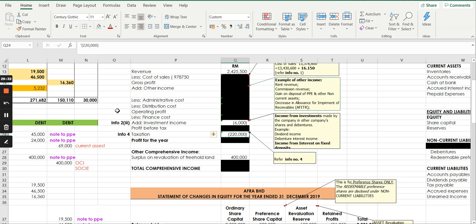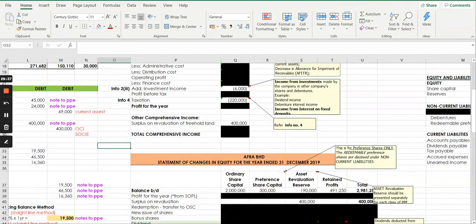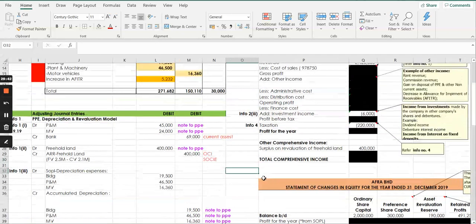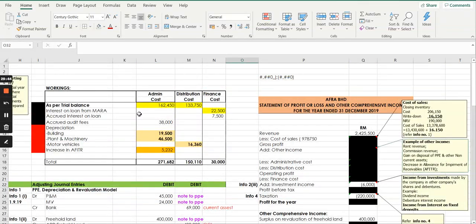Now it is for you to check your last item. What is your last item? Before you do that, I would suggest you transfer all your admin expenses, distribution costs, and finance costs to the correct part. For the other income in this question, there is none because we don't have items like rent revenue, commission revenue, gain on disposal. So we just leave it as it is.